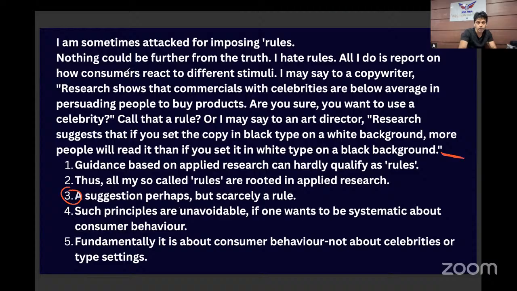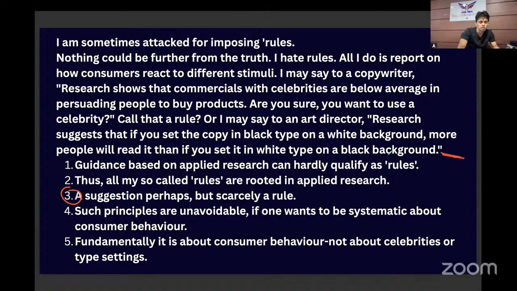Can you think why? I'm sometimes attacked for imposing rules. Nothing could be further from the truth. I hate rules. All I do is report on how consumers react to different stimuli. I may say to a copywriter, research shows that commercials with celebrities are below average in persuading people to buy products. Are you sure? If you want to use a celebrity, call that a rule. Or I may say to an art director, research suggests that if you set the copy in black type on a white background, more people will read it than if you set it in white type on a black background.